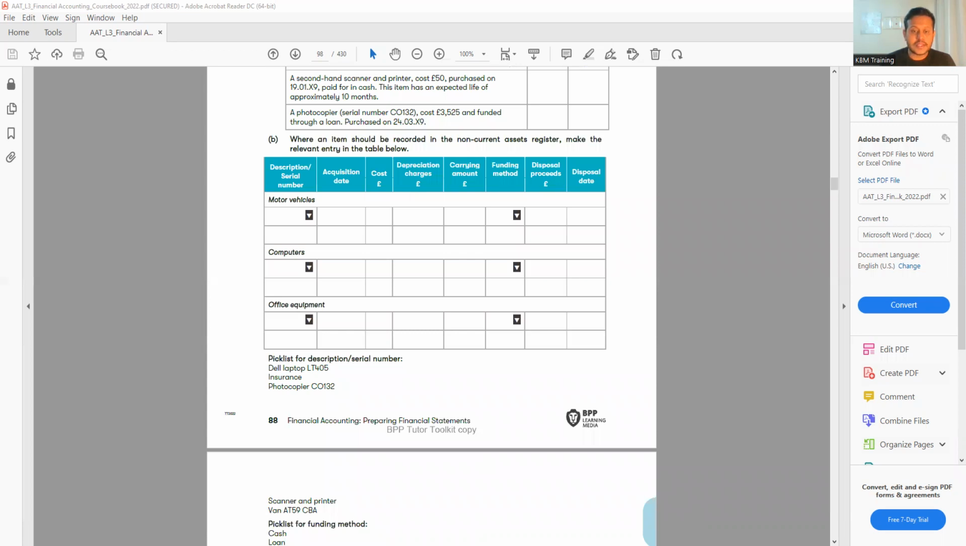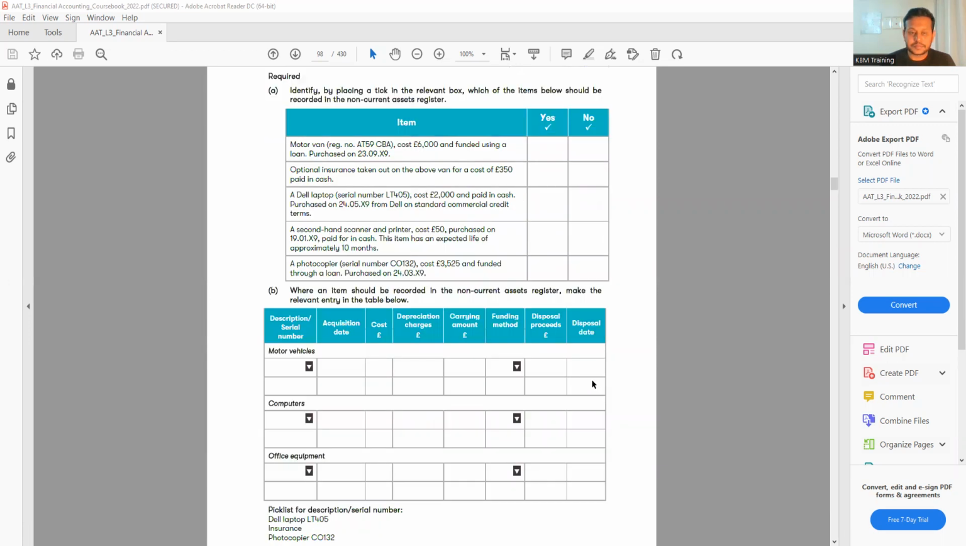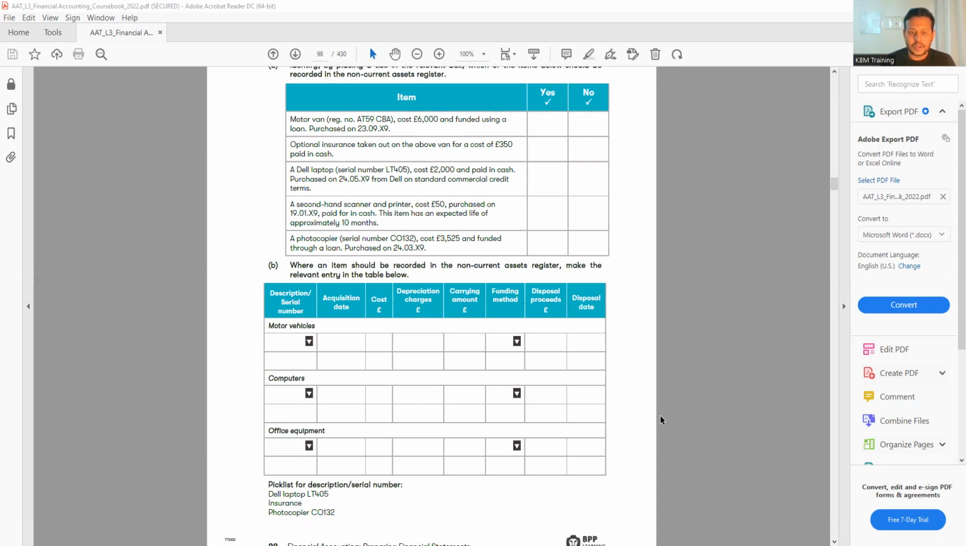The first one we can see we buy a van. So the van is the motor van, and that's the serial number, that's the cost. So we said motor van. You have to write the serial number as well.